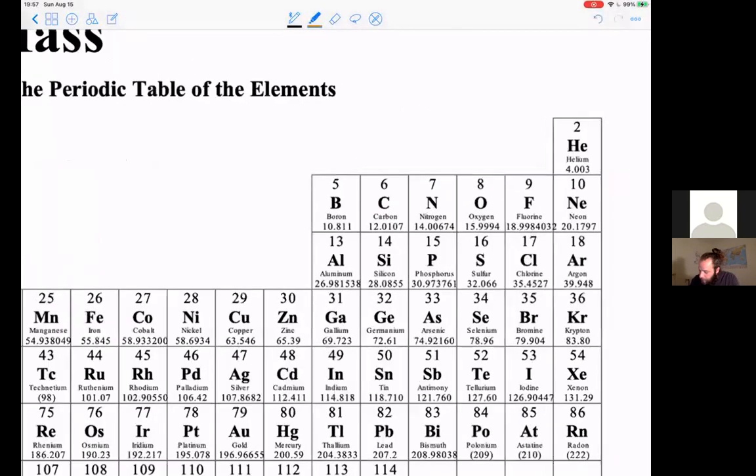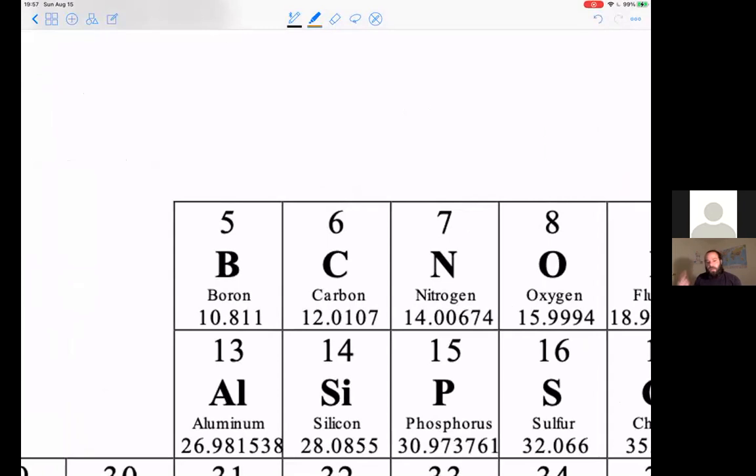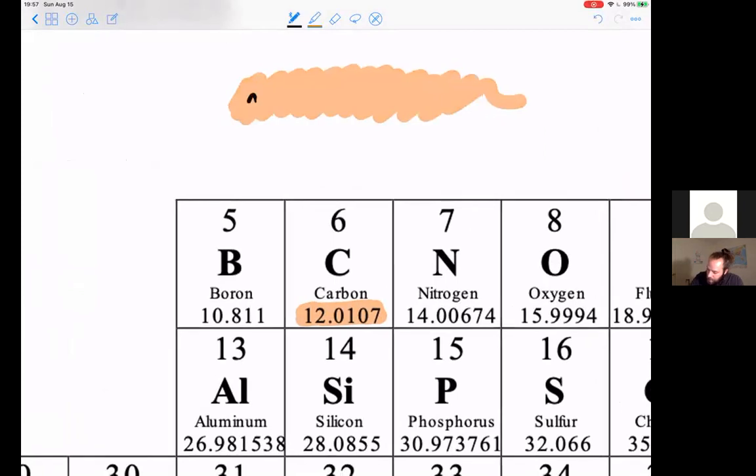Let's zoom in on carbon again. But now it's got one extra thing down at the bottom, this number here. This number here is the average atomic mass. So if I took a scoop of carbon atoms and then took the average of the mass of each one of those atoms, I would get 12.0107 AMU. All right, so that's that extra bit of information that you'll find on most periodic tables.